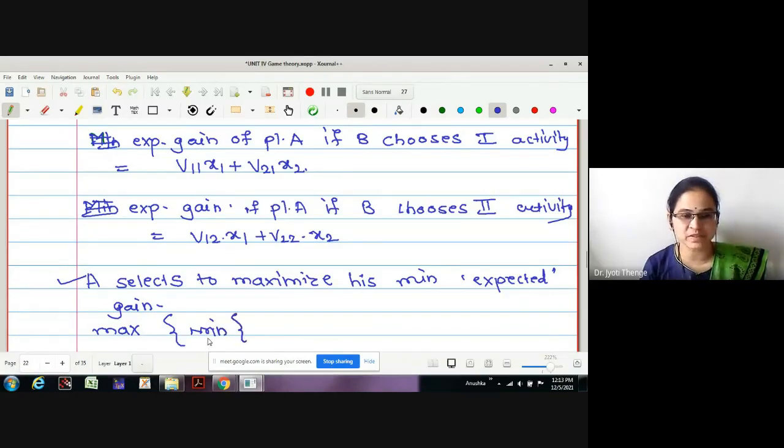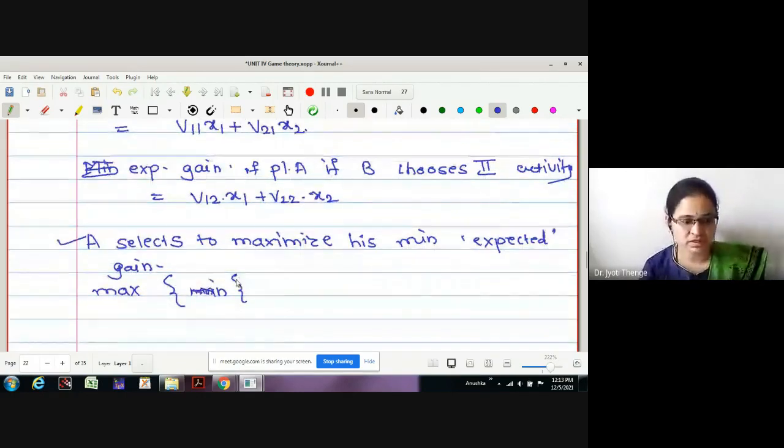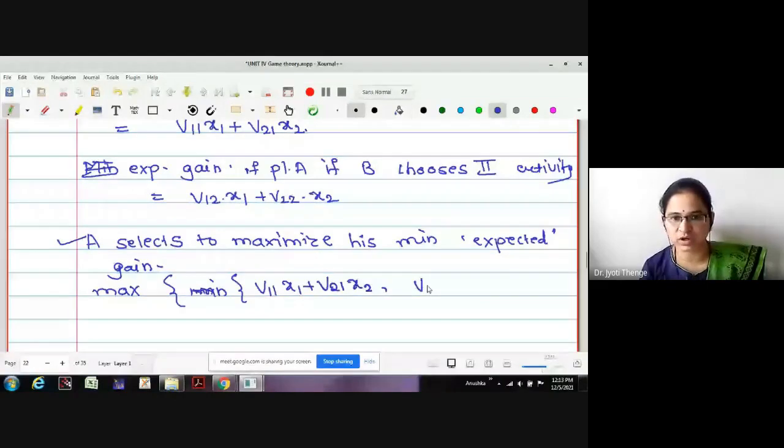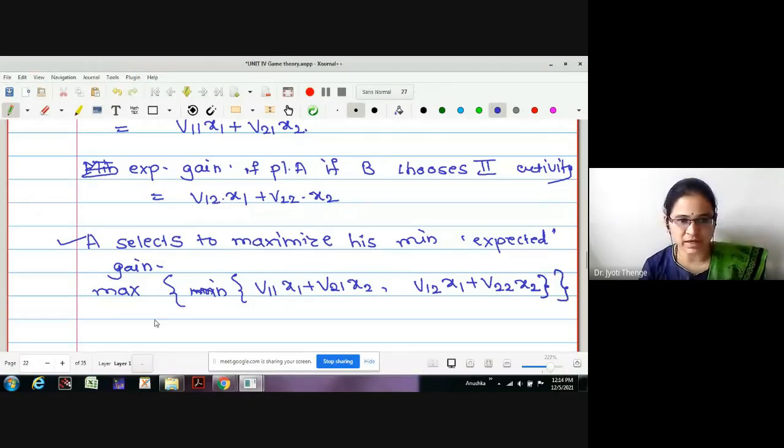What is the minimum? This is the minimum of these two expected gains. The first is V11 x1 plus V21 x2. Similarly, the second is V12 x1 plus V22 x2. Is that okay? And this maximum we will find over the values of x1 and x2. Whatever this minimum is, we will first find it, and then find the values of x1 and x2 which will give us the maximum of the minimum expected gain.